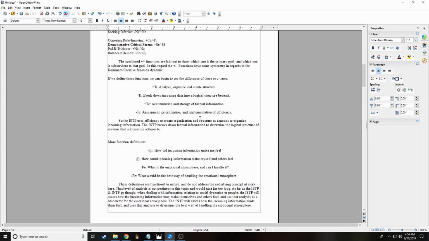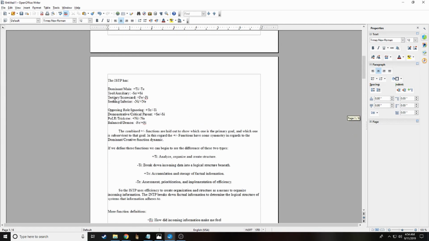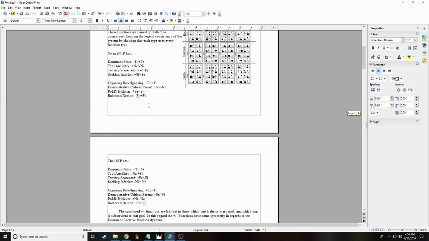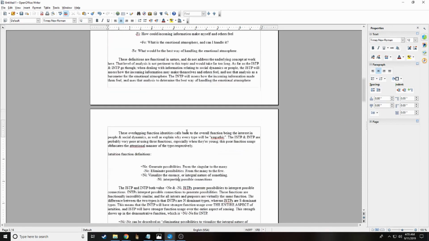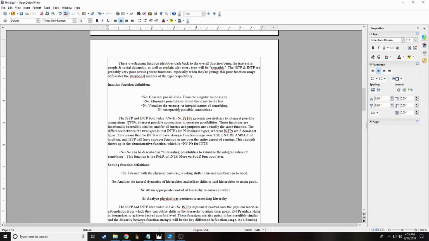So let's go back up here real quick and look at the functions. And you can see here the ISTP's seeking inferior function is negative NI that's augmented by positive NE. And the INTP's tool function is positive NE augmented by negative NI. Alright, so going back down. INTPs interpret possible connections to generate possibilities.